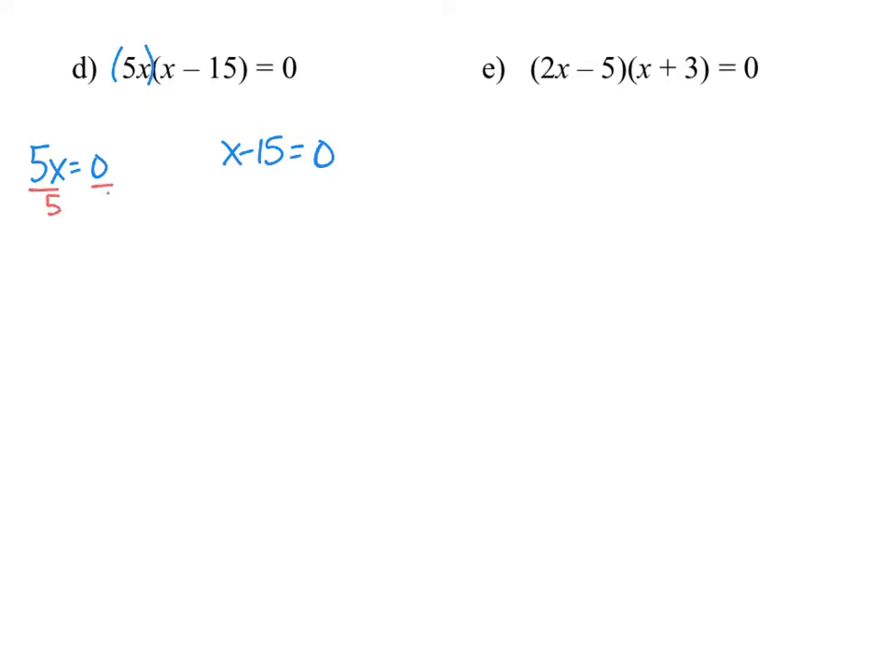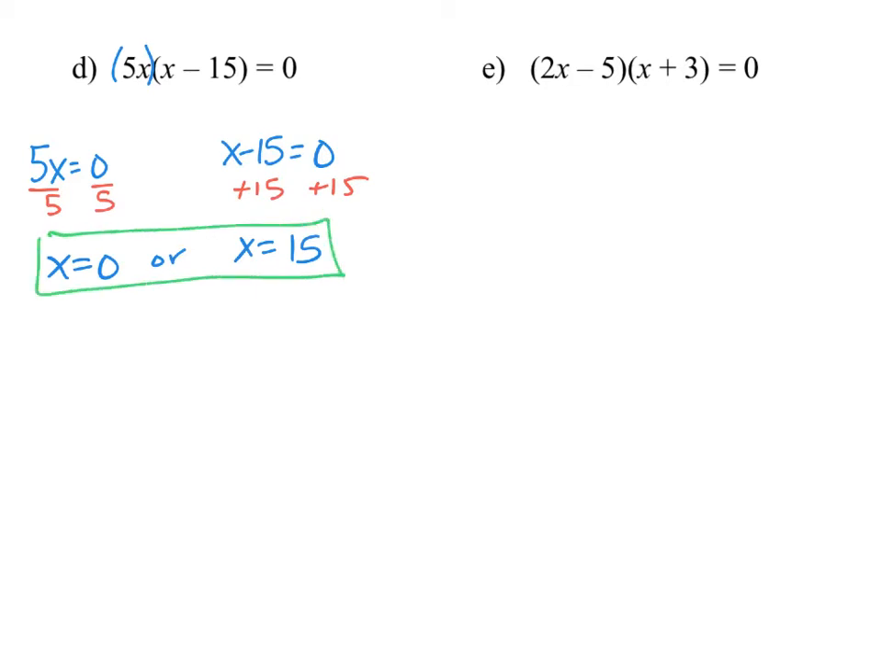we can divide both sides by 5 here, and we get x equals 0 is one solution to that equation. And by adding 15 to both sides, we get x is equal to 15. So our answers are x equals 0 or x is equal to 15. Both of those are solutions to that equation.